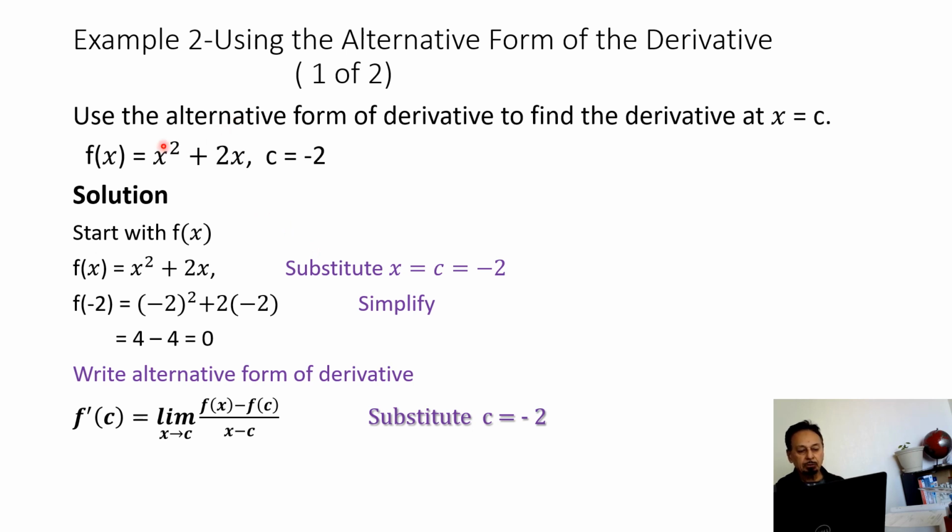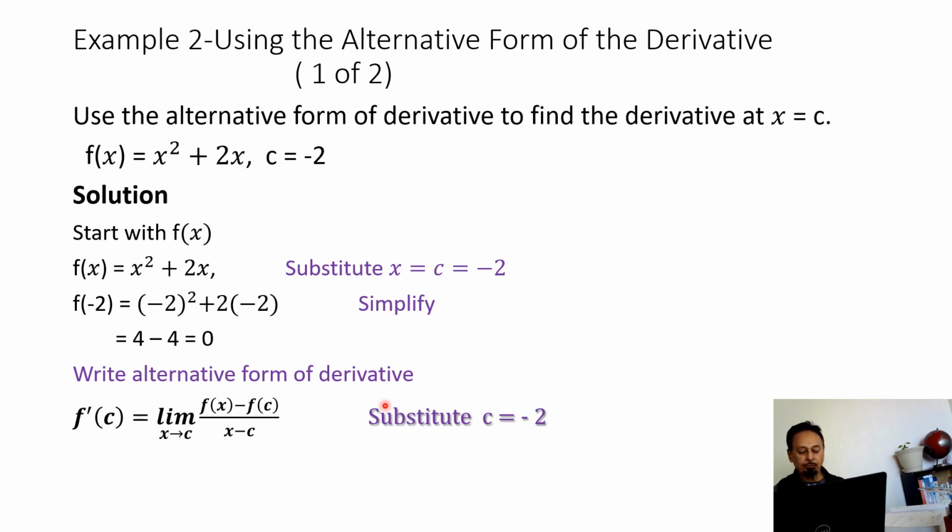Example 2. Use the alternative form of derivative to find the derivative at x equals c, where f of x is x squared plus 2x and c equals negative 2. So let's start with f of x equals x squared plus 2x. Substitute x equals negative 2. So this becomes f of negative 2, the square of negative 2 plus 2 times negative 2. The square of negative 2 is 4. 2 times negative 2 is negative 4. Now 4 minus 4 is 0.